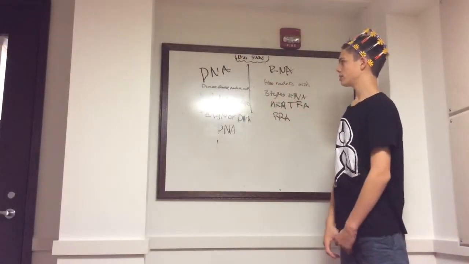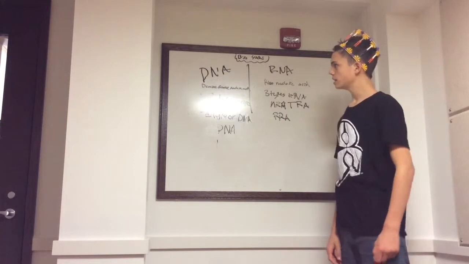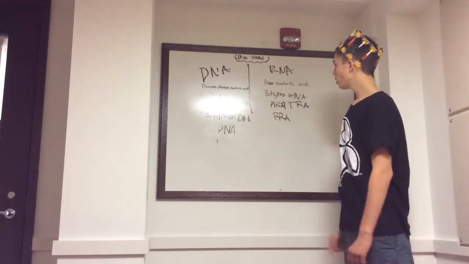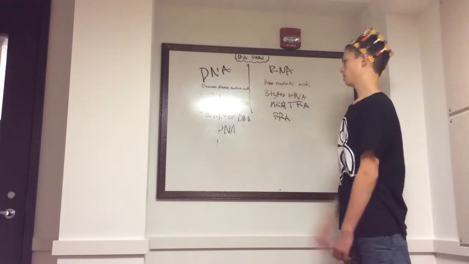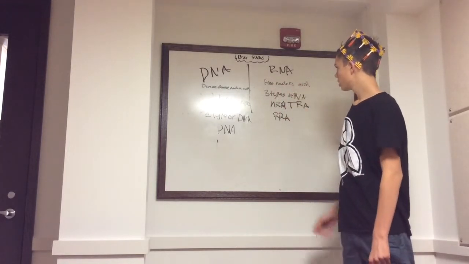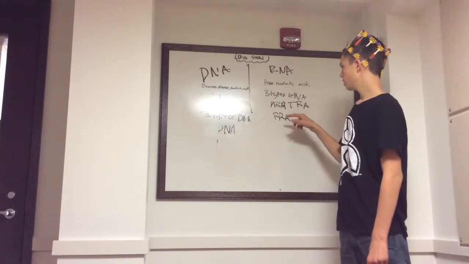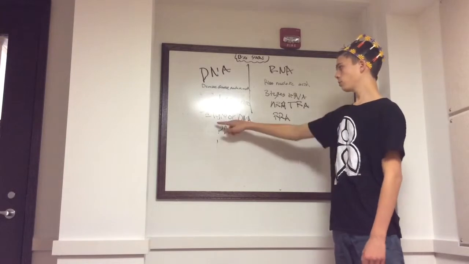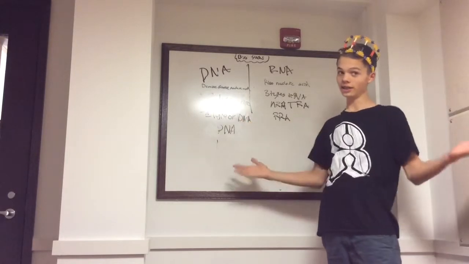Many people ask the difference between DNA and RNA. DNA stands for deoxyribonucleic acid. RNA stands for ribonucleic acid. In DNA, there is one less oxygen than in RNA. The three types of RNA are mRNA, tRNA, and rRNA. There's only one type of DNA, and that is DNA.